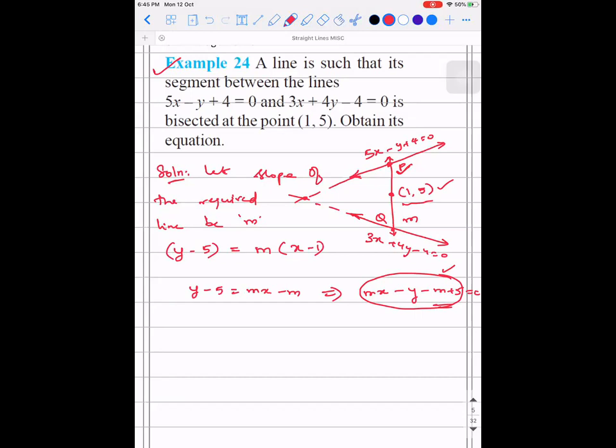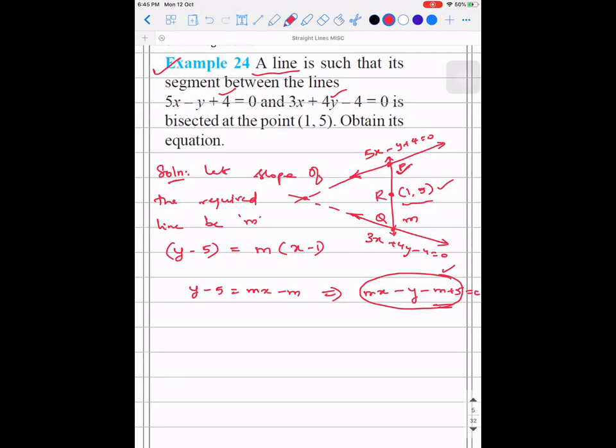Okay, sure. See, the line PQ is what they are expecting. There is a line that I named PQ, such that its segment, meaning the distance between the points where it meets those lines, the lines 5x minus 4y plus 4 is equal to 0 and 3x plus 4y minus 4 is equal to 0, is bisected. This means PQ is bisected at the midpoint R.